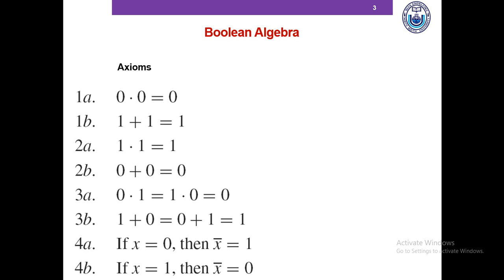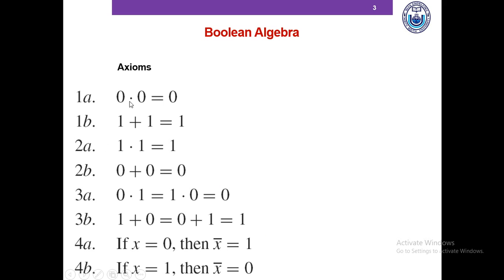Like any algebra, Boolean algebra is based on a set of rules that are derived from a small number of basic assumptions. These assumptions are called axioms. So let us assume that Boolean algebra involves elements or variables that take on one of two values, 0 or 1. We assume that the axioms shown here are true.